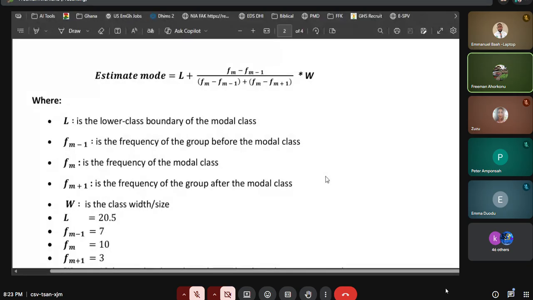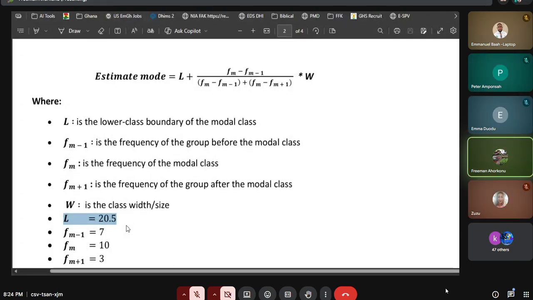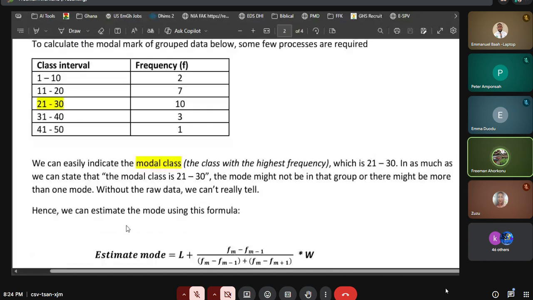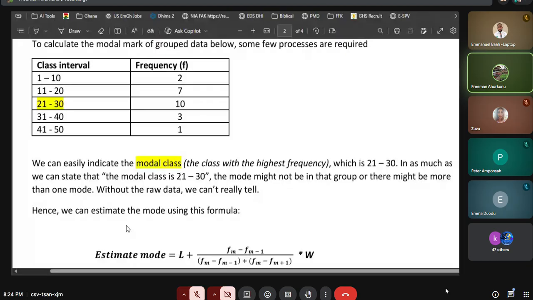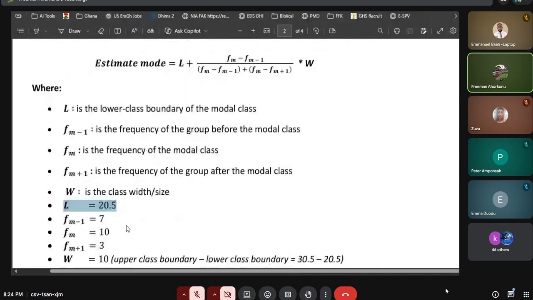So L, let's come down here. We know the modal class to be what? 21 to 30. That is the modal class. So what is the lower class boundary? We take 0.5 away from what? 21. So that gives you what? 21 minus 0.5 gives you 20.5. So that is our L.